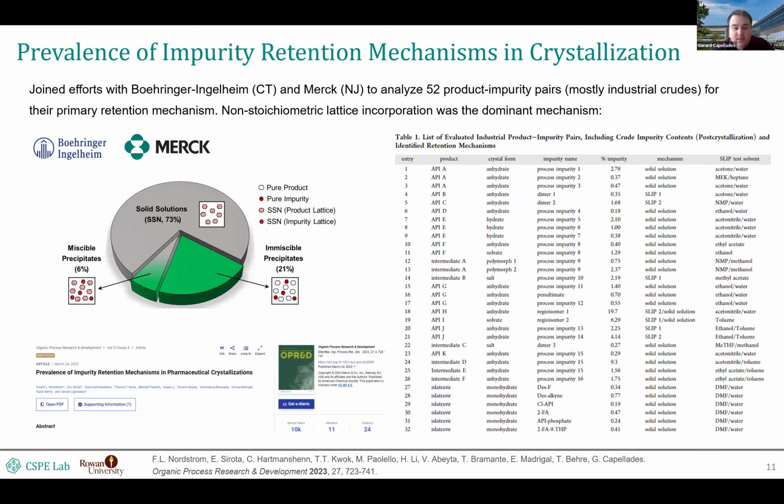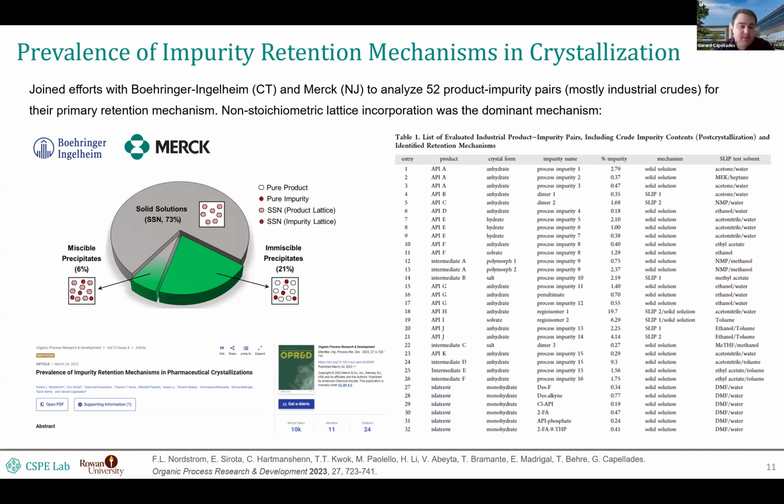And we basically grabbed, first of all, model compounds that anyone could reproduce, and that was what my lab was doing, right? But we also grabbed primarily every pharmaceutical, every intermediate that had caused some challenges with impurities at BI and Merck in recent years. And we ended up getting 52 different compounds, 52 different pairs of product impurity. And we tested what impurity retention mechanism they were facing.